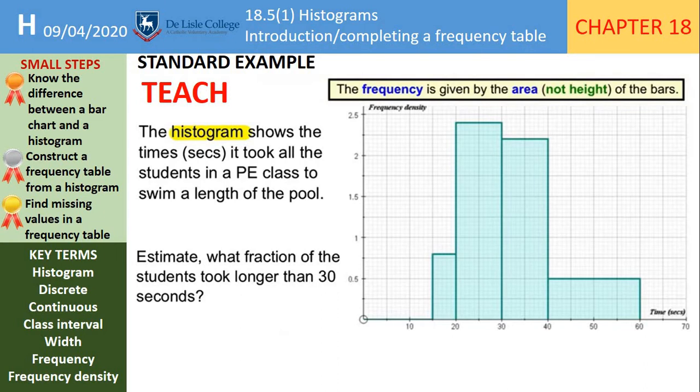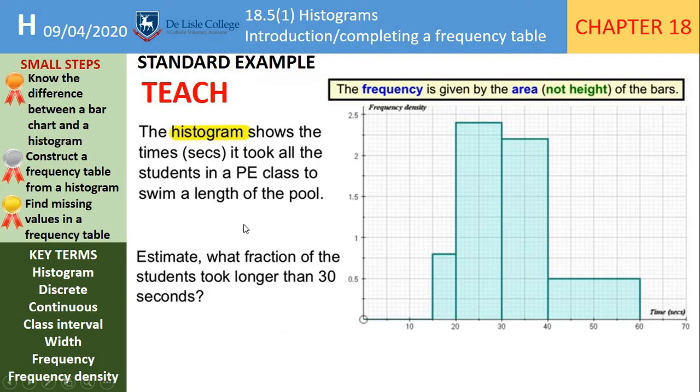Next question. So the histogram shows the times in seconds it took all the students in a PE class to swim a length of the pool. It asks us to estimate what fraction of the students took longer than 30 seconds.